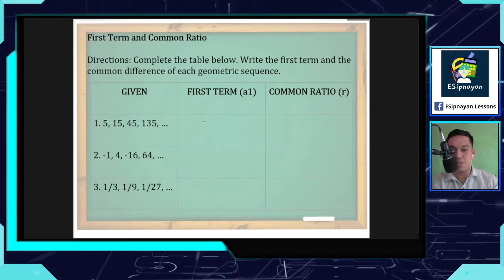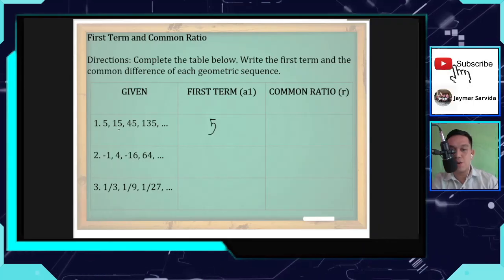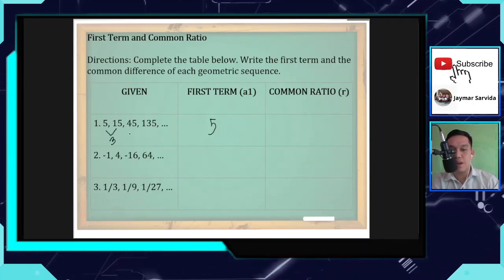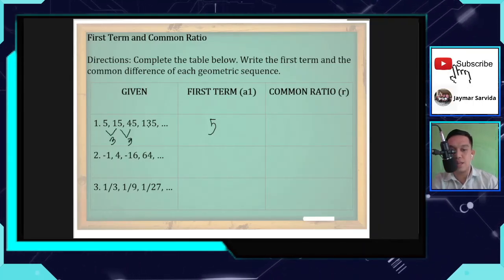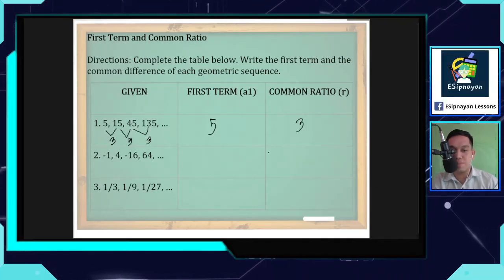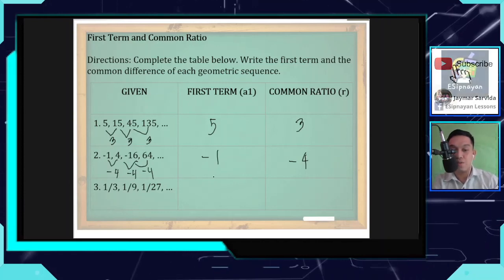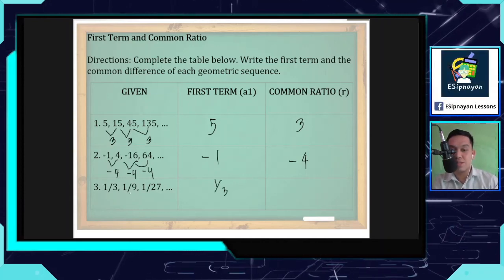Okay, so yung first term natin sa number 1, 5. Then, ano yung kanyang common ratio? 15 divided by 5 is 3. Ayan, 3 din yan. Then, ito ay 3 also. Okay, so that is 3. Dito naman, okay, yung first term ay negative 1. 4 divided by negative 1 is negative 4. Negative 4, negative 4. So, yung common ratio ay negative 4. Dito naman, yung first term ay 1/3. So, what is the common ratio?